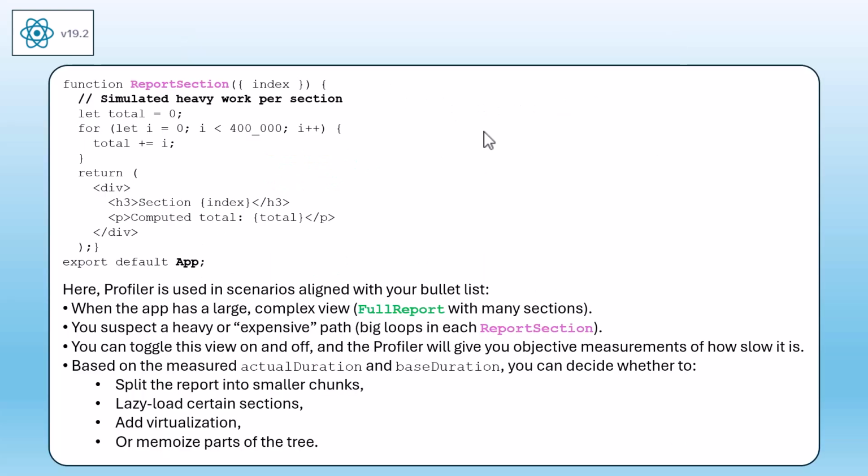You are evaluating optimizations like memoization, conditional rendering, lazy loading, or others, and want to measure their real effectiveness. You detect unexpected multiple renders after a user interaction. The profiler can help locate what is causing those re-renders.